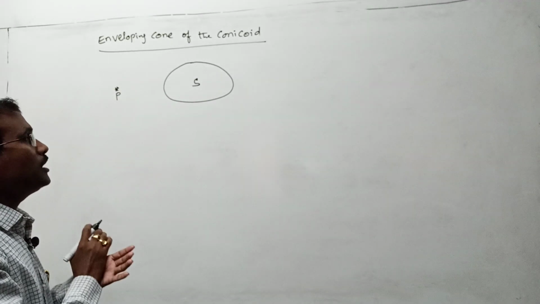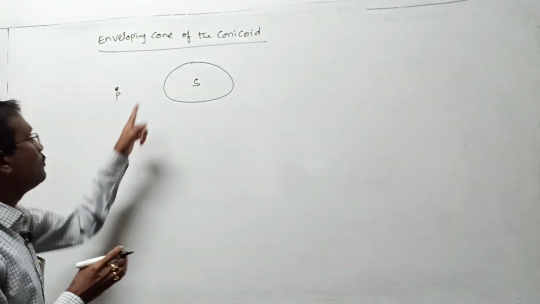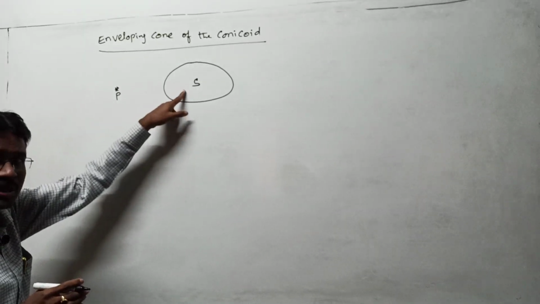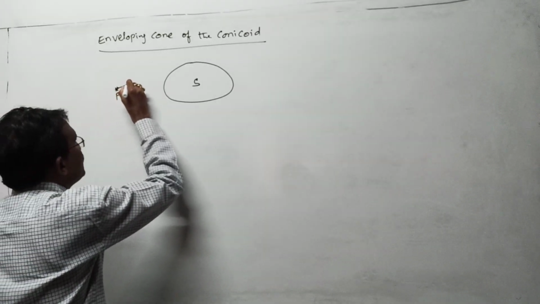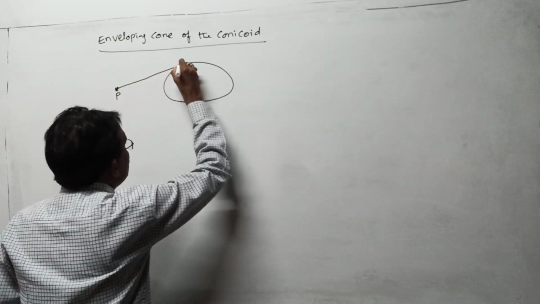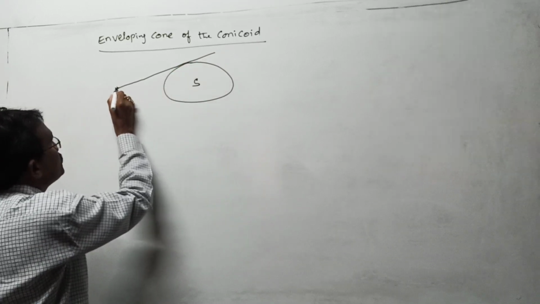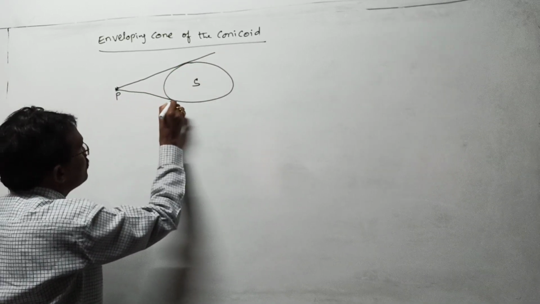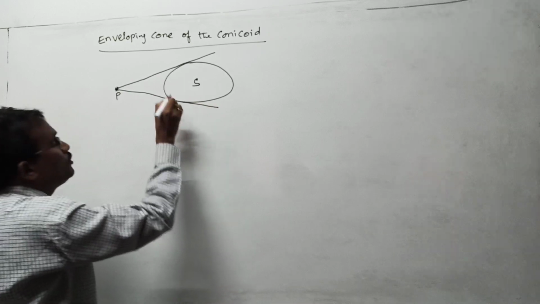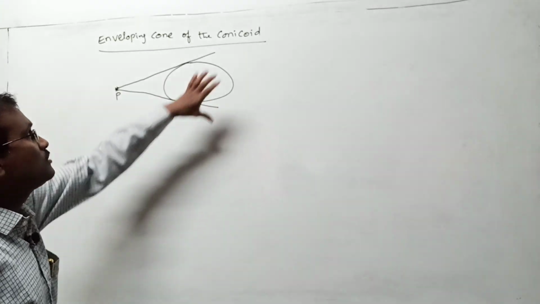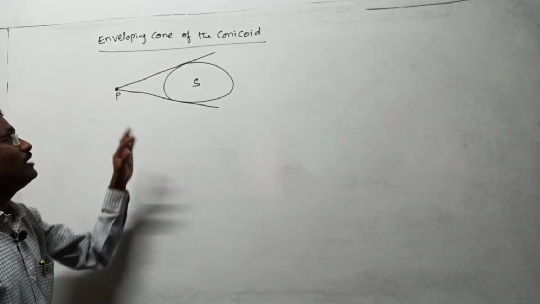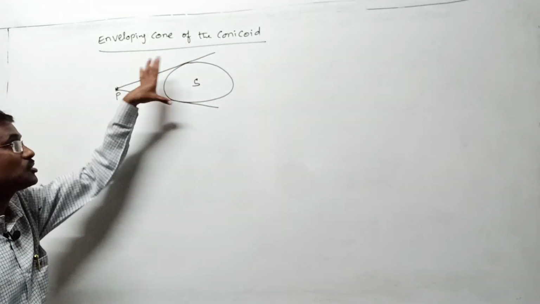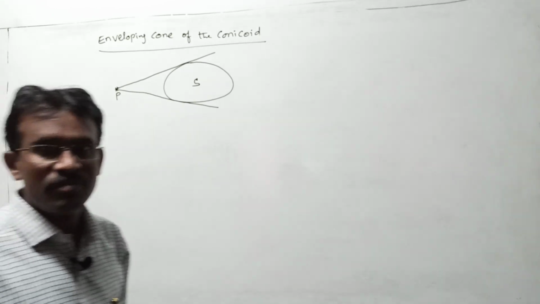Now let us proceed. All tangent lines to this conicoid which pass through point P. This is a tangent line which passes through point P to this conicoid. This forms a new surface. That new surface is called what? The enveloping cone of this conicoid. This is called the enveloping cone of the conicoid.